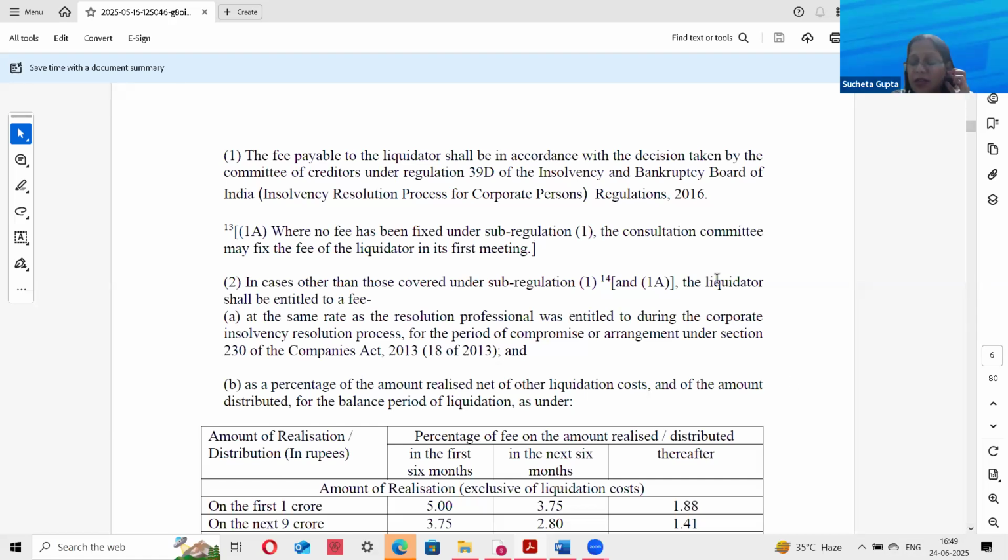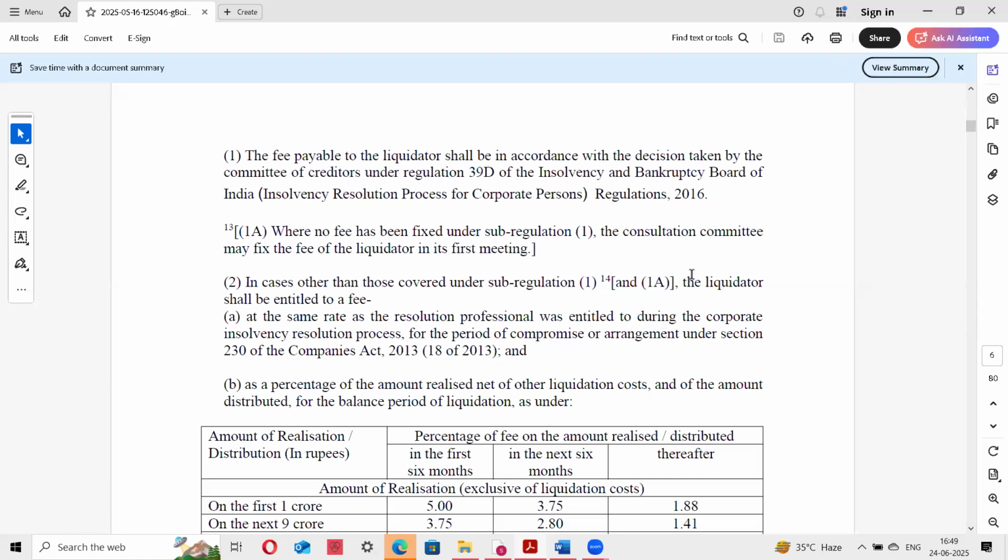But sir, I have seen some cases in which they have not decided the fee of the liquidator or IRP till 3, 4, 5, 6 meetings have already gone. Ma'am, you see Section 31. That is objectionable. Because in the first meeting, if it cannot be done, it has to be done in the second meeting.